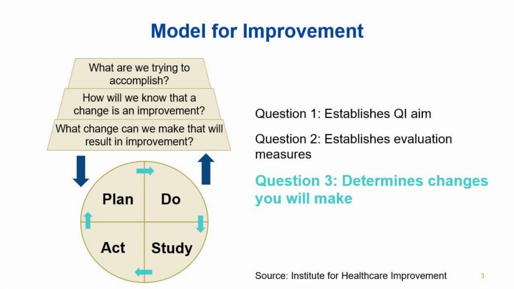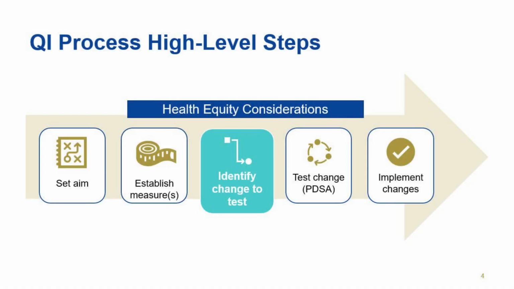The fundamental questions of the model for improvement can be addressed in any order. You may start with a change you want to test and then determine an aim and evaluation measures. Or you may have an evaluation measure you want to improve and then identify a change to test and an aim. No matter what order you address the fundamental questions, you will at some point determine changes you will want to test. This is the next step in the quality improvement process.